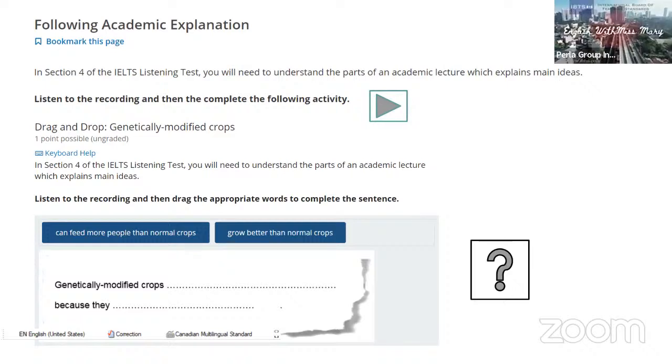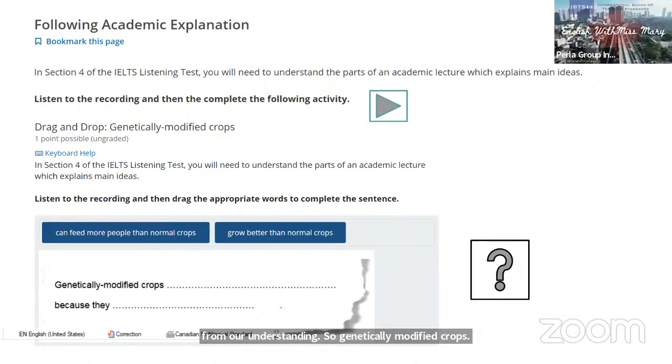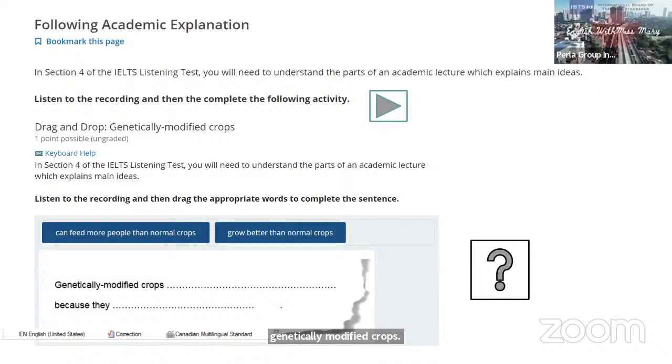From our understanding, genetically modified crops can grow better than normal crops because they can feed more people than normal crops. So this is just a comparison between normal crops and genetically modified crops. Okay, so this is just to get an idea about how section 4 is. And that's just a skill practice, okay?